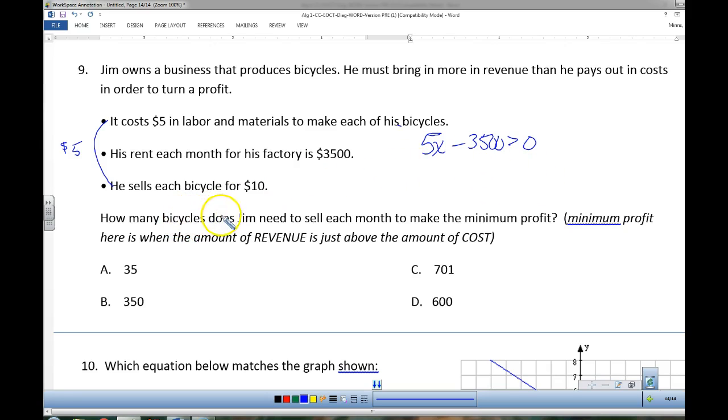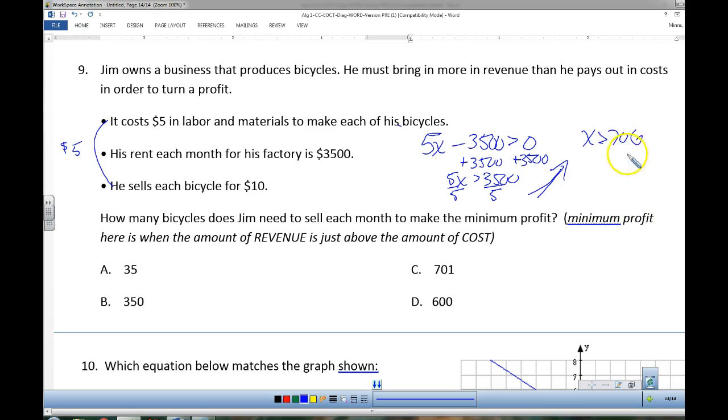So it says how many bikes does he need to sell each month to make the minimum profit. That's why we put 0. The minimum is going to be like $1. So let's see. We're going to add $3,500 to both sides. Gives us 5x is greater than 3,500. Divide both by 5. So x has got to be greater than 700 bikes.